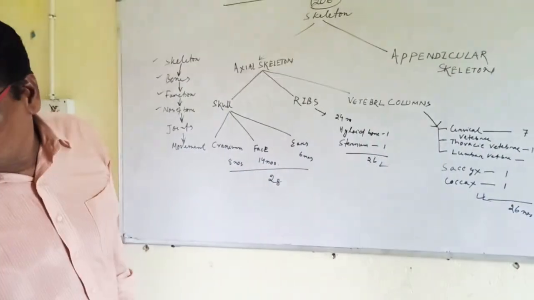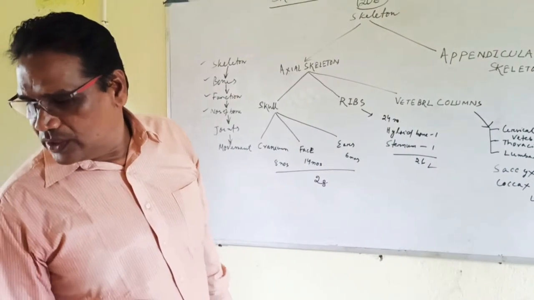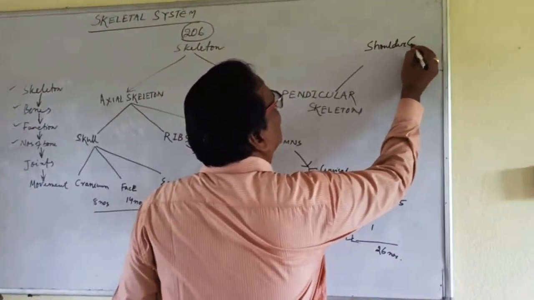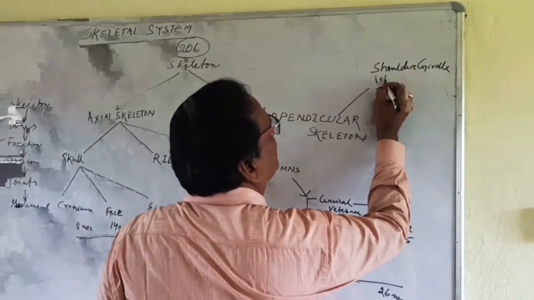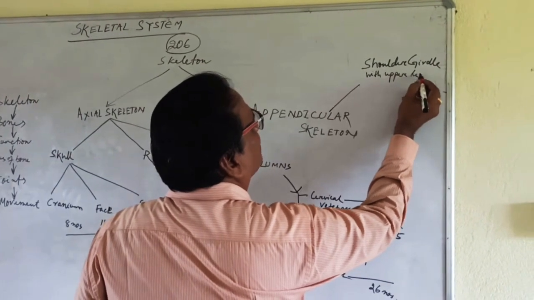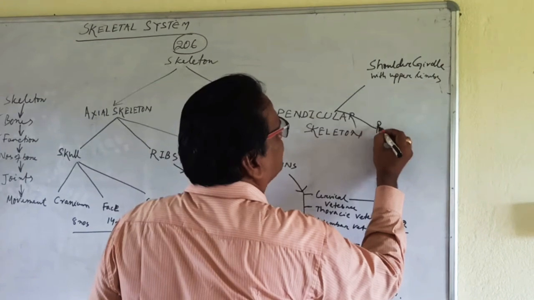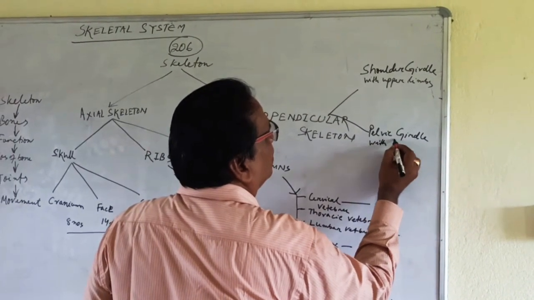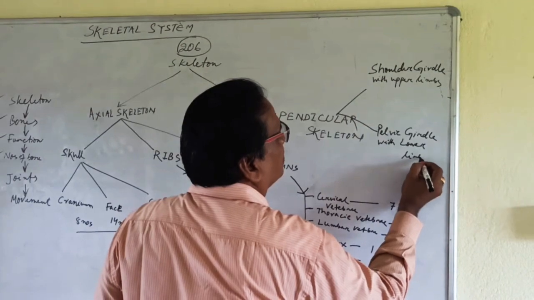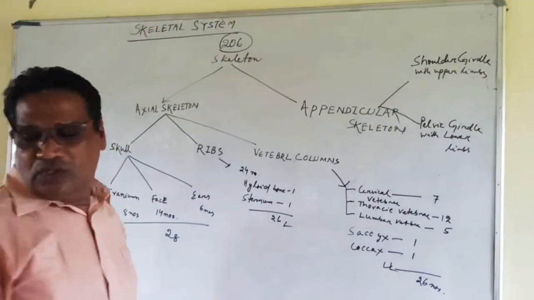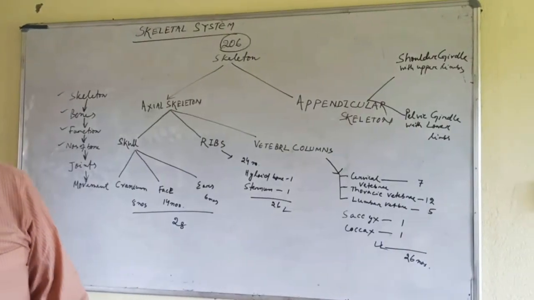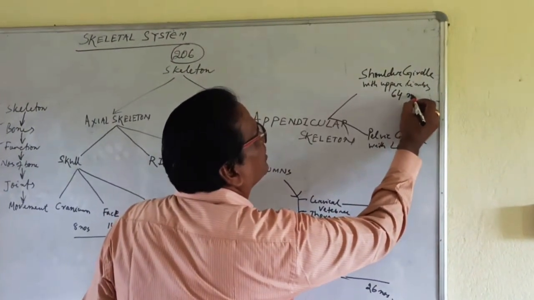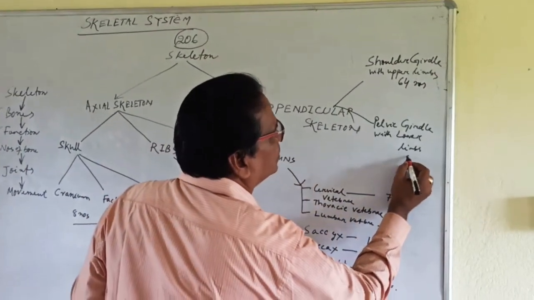That is your appendicular skeleton, 2 types. First is your shoulder girdle with upper limbs, and second is the pelvic girdle with lower limbs. The shoulder girdle with upper limbs carries 64 bones, and the pelvic girdle with lower limbs has 62 bones.